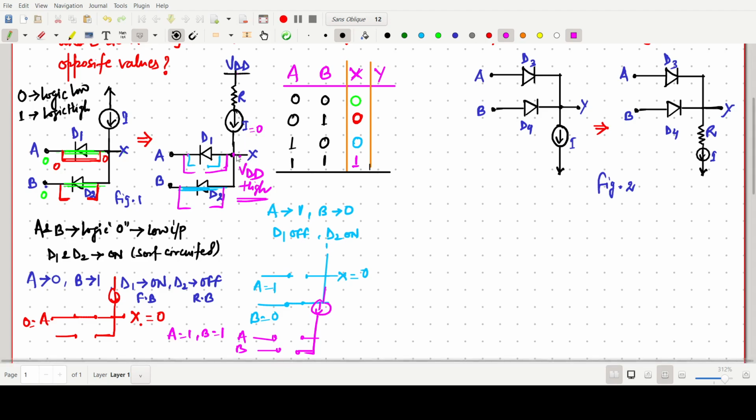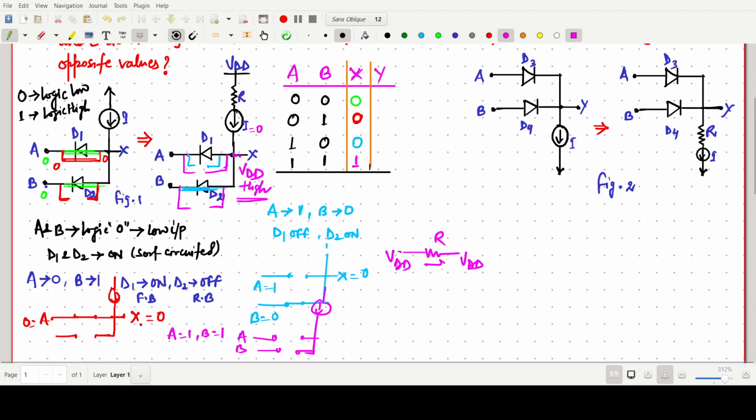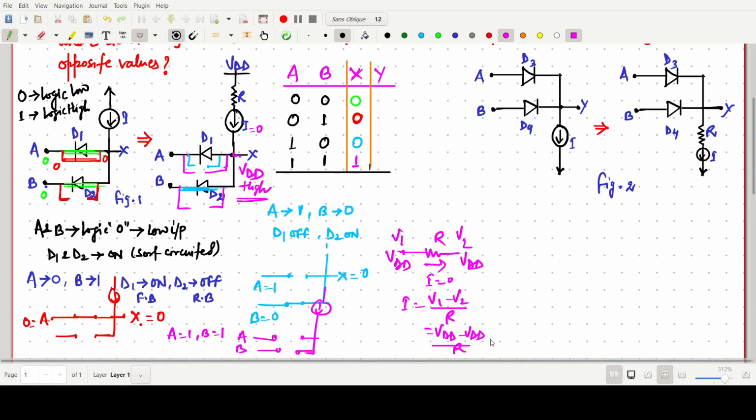So Y will be 0, which means this potential will be the same as the potential of VDD. If this value is VDD and this point is also high across a resistor R, the current will be 0, because I equals the difference between the potentials at point 1 and 2. So (V1 minus V2) by R, both having the same potential VDD, so (VDD minus VDD) by R should be 0. So it should be like this.